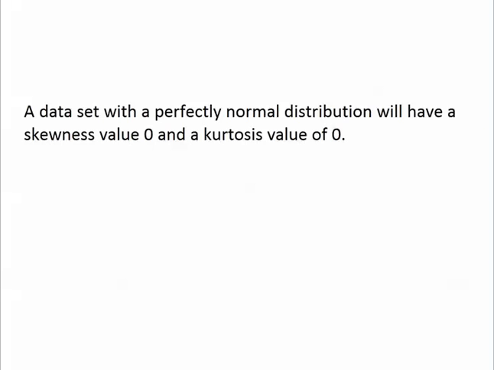So since a perfectly normal data set has no skewness and no kurtosis, it makes sense that a normal distribution would have a skewness value of 0 and a kurtosis value of 0. If you take a data set and you calculate the skewness and kurtosis, and they both come out to exactly 0, then you have a perfectly normal distribution. But no data set in the real world is actually perfectly normal. A lot of data sets will be close to normal, and these values will come out close to 0, but no data set is perfectly normal. So these two values will never come out to exactly 0.